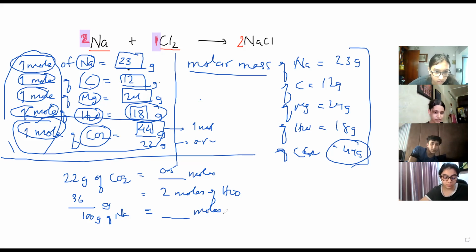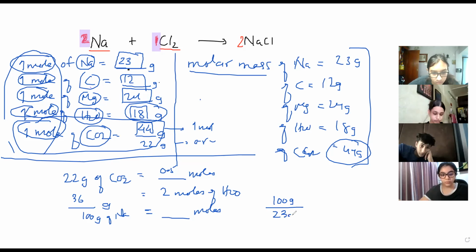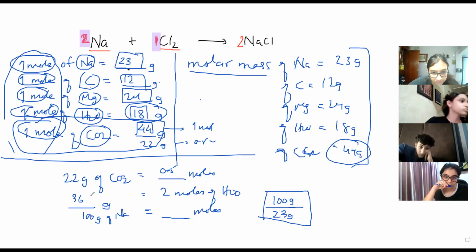You'll divide 100 by 23, right? No, you can't ask me a question. You have to give me the answer. Yeah, so you divide 100 by 23. So we get 4.3. 4 point something, right? Yeah, exactly, 4.3. Okay. So what you did, you divided 100 gram by 23 gram, if it is 100 grams of sodium.